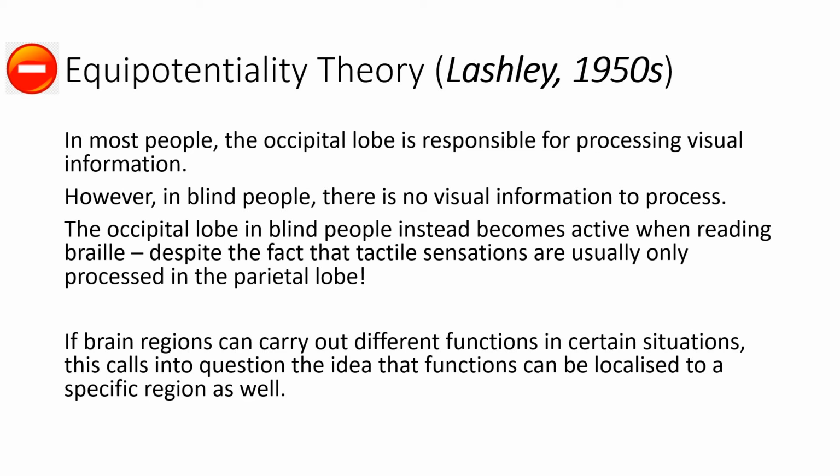So even though we're claiming that visual information is localized to the occipital lobe and tactile, so physical feeling information, is localized to the parietal lobe, we're seeing here that that isn't actually true in every single case. So again, if brain regions can carry out different functions to what we're claiming they are supposed to be for in certain situations, this calls into question this idea that functions can be localized to a specific brain region.